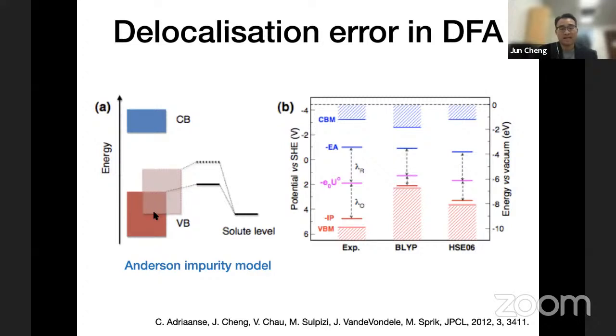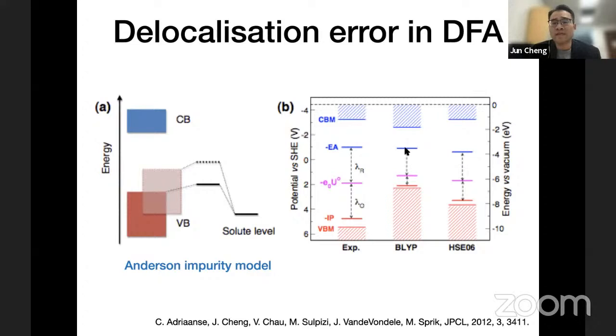Then if the valence band is placed too high by the error of the functional, the band will mix with the solute level to create an impurity level that also lies too high. This level is due to the hybridization between the band and the solute level. We can already see that here. That's the vertical ionization potential. In this case, sorry, that's OH minus, not chlorine. So this level is too high. I already mentioned that the redox potential is calculated by integrating the vertical levels, right? That will shift the potential also to a too high position.